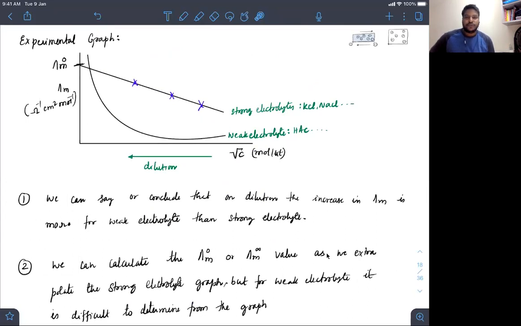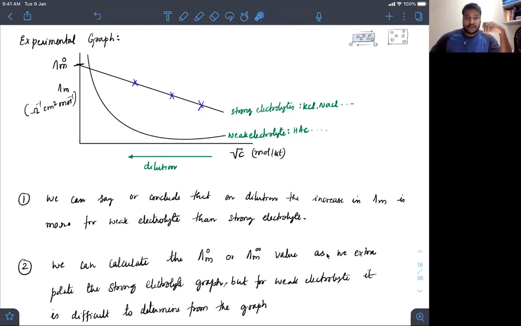When it comes to electrolytes, we will always have either a strong electrolyte or a weak electrolyte. And when we compare a strong electrolyte and a weak electrolyte, how would the lambda m value, that is the molar conductance value, change with changing dilution, with changing concentration, is what we are trying to figure out. This is done experimentally also.